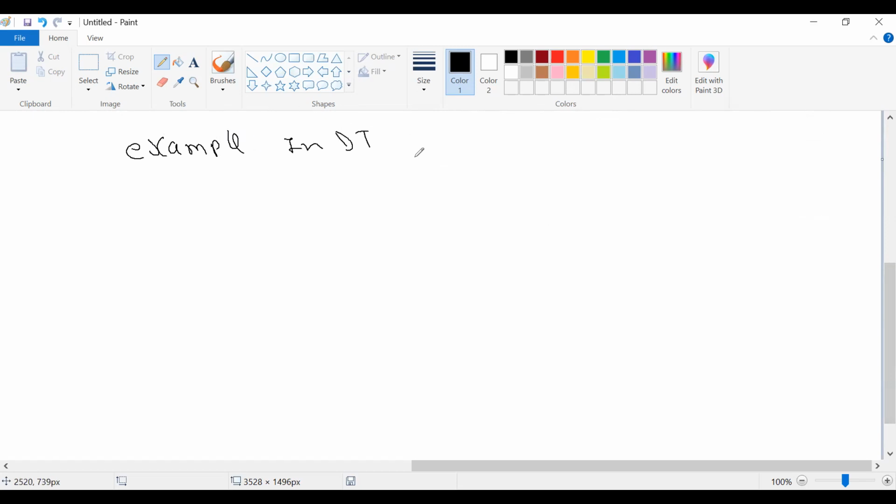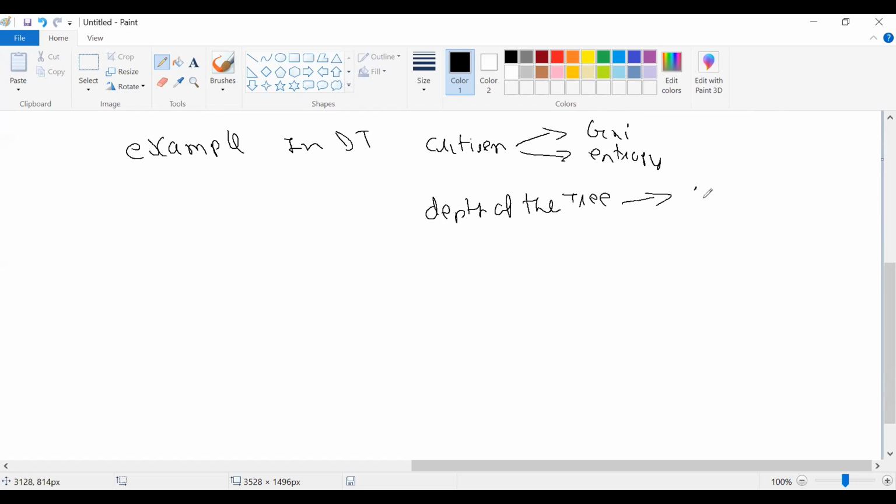In a decision tree, criteria can be a hyperparameter. Criteria can take two values, either Gini or entropy. Correct? Then, let me say, the depth of the tree. Let me say you are starting with depth as 5, 6, 7, 8. And then you are saying minimum sample split.